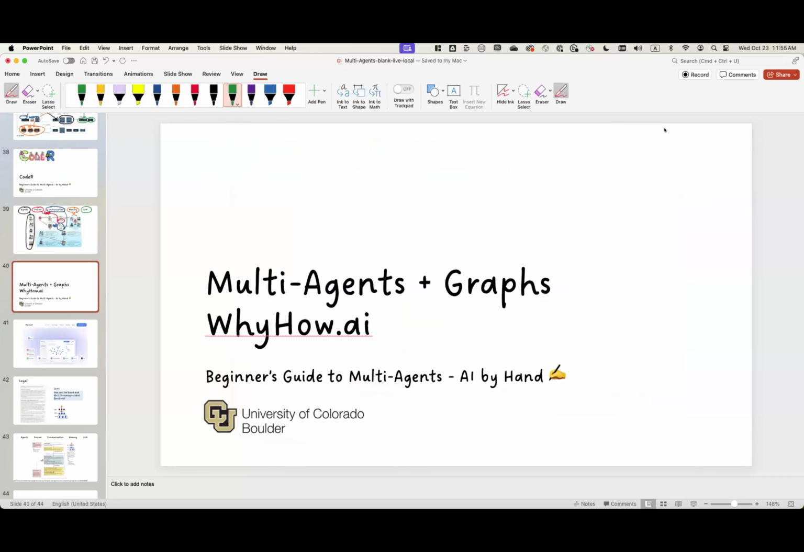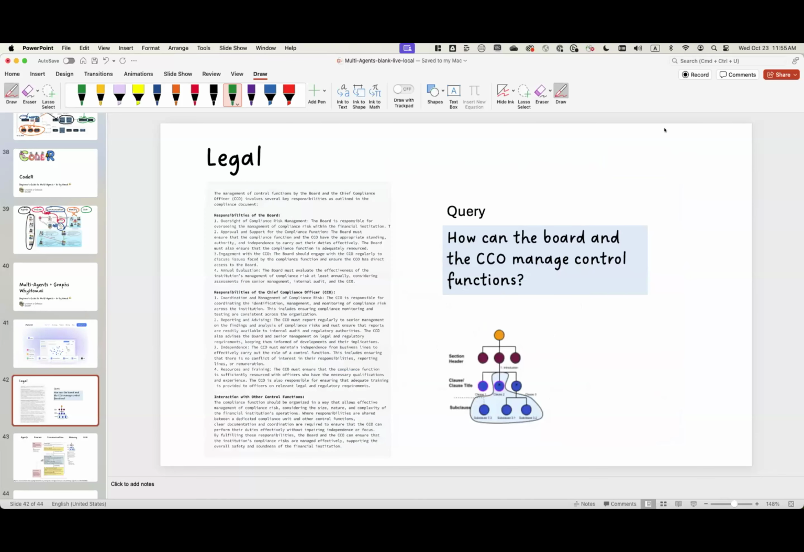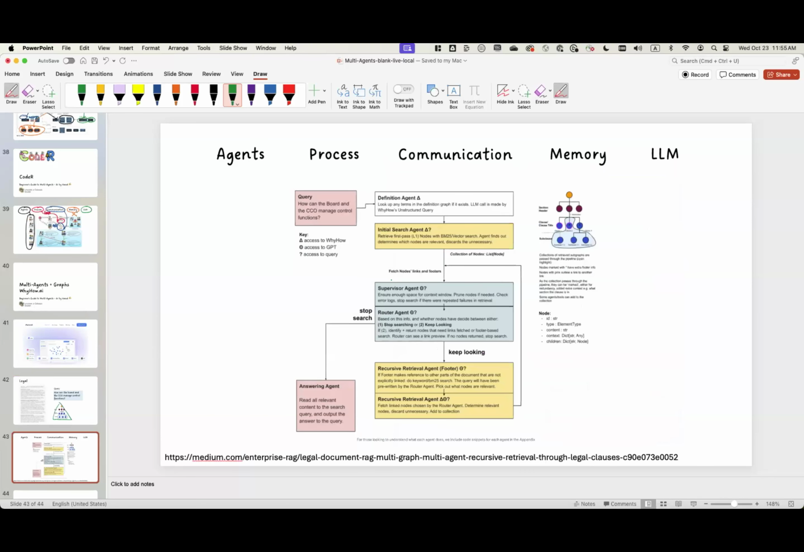And then based on whyhow.ai, they have multiple graphs. They're trying to say having one large knowledge graph is not as good as having multiple smaller specialized knowledge graphs, especially for legal. You can build from this document into this tree. And once it's a tree, you could have multiple agents here. So you have this user query, and you have a definition agent, search agent, supervisor agent, router agent, retrieval agent, answering agent. So this is a multi-agent system.